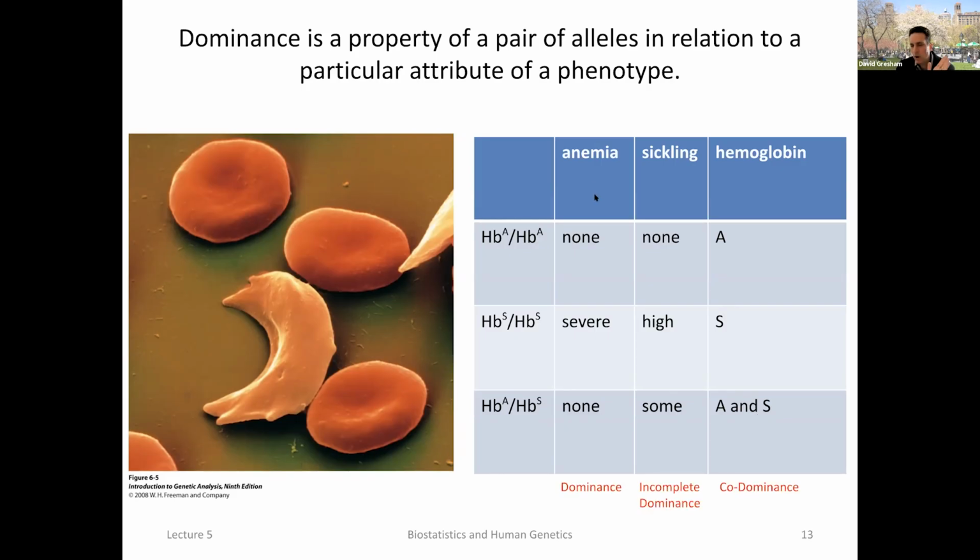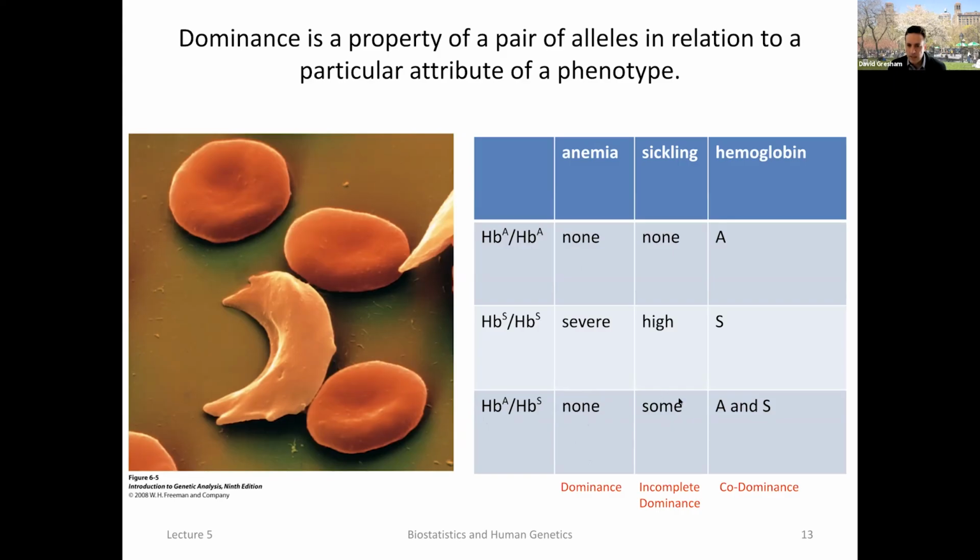And so with respect to this one mutation, this makes the point that when we talk about dominance, it's a property of the pair of alleles with respect to a particular attribute. Okay, so with respect to anemia, we see complete dominance. So individuals who are heterozygous for the mutation do not manifest anemia, so you have to be homozygous. Oh, sorry, this is dominance with respect to the wild type allele, right? The wild type allele is dominant in this case. So if you have the wild type allele, you do not manifest this.